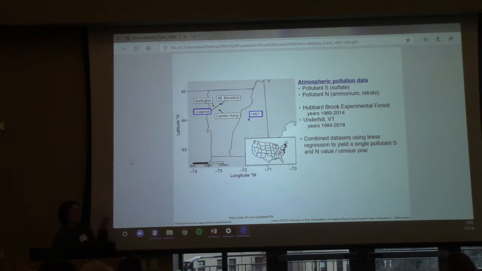Vermont. While Underhill is closer to Camel's Hump, the data set there doesn't span the entire temporal range of the Camel's Hump monitoring. These two data sets are highly correlated, so I was able to use linear regression to fill in the temporal gaps of the Underhill data set to yield a single pollutant value for each census year.